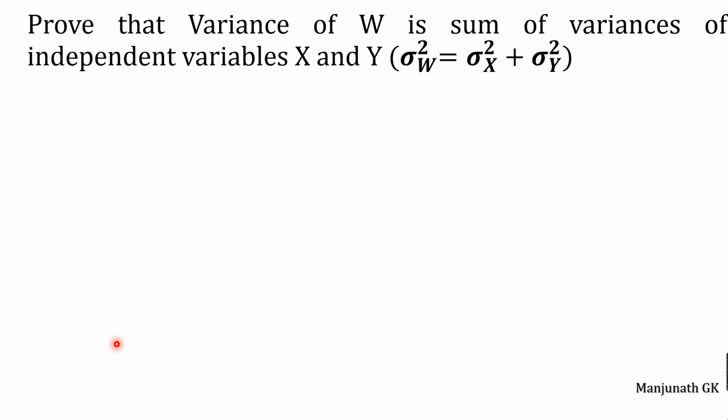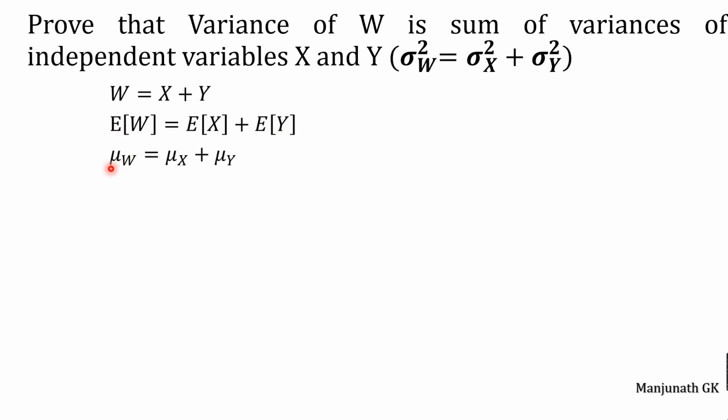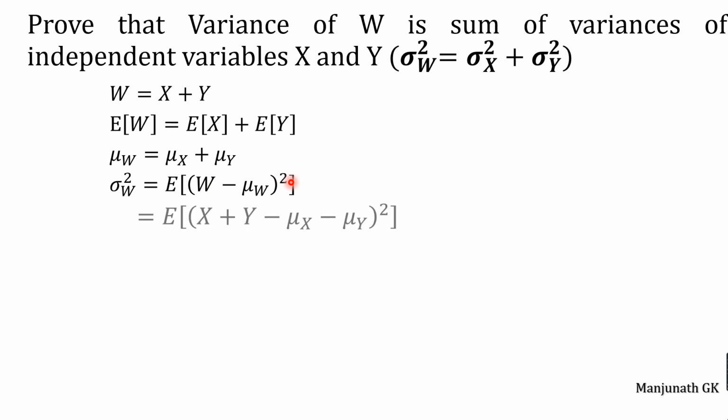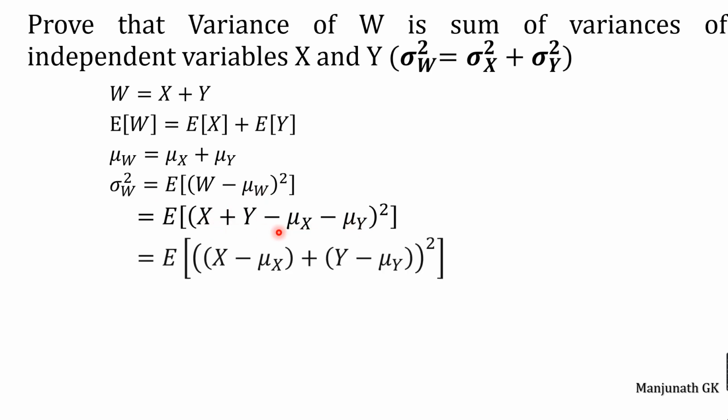Alright, first let us prove that the variance of W equals the sum of the variances of X and Y. Given W equals X plus Y, apply expectation on both sides. So E[W] can be written as mu W, E[X] as mu X, E[Y] as mu Y. We know the definition of variance in terms of W. Substitute W as X plus Y, and mu W as mu X plus mu Y, and do the grouping: X minus mu X plus Y minus mu Y.